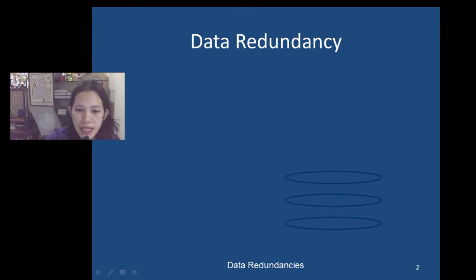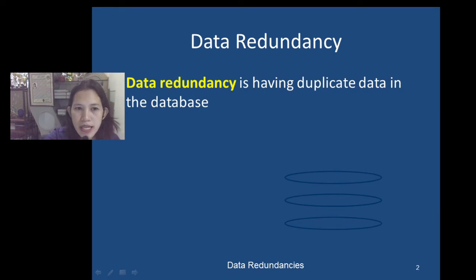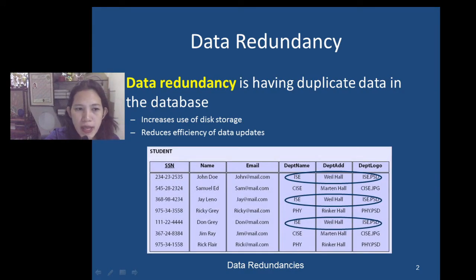One of the problems in database design that must be addressed is called data redundancy. Data redundancy is having duplicate data in the database. It increases use of disk storage. It reduces efficiency of data updates. Here we show an example of data redundancy in this table called student. We see that the department name ISE with address Will Hall and the department logo ISE.PSD are redundant.